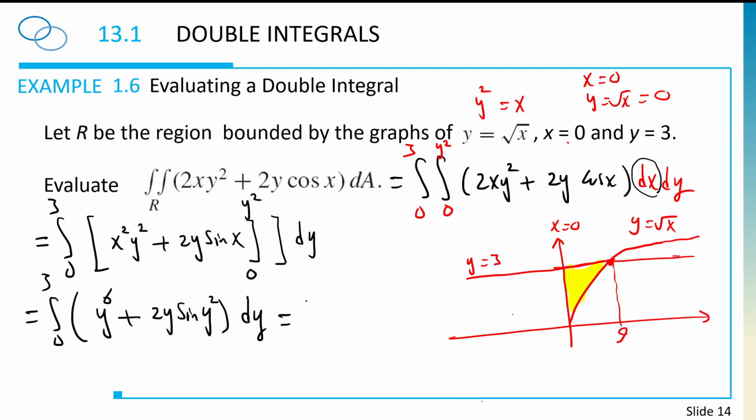Now let's do the integration. So this is now y to the power of 7 over 7, minus the integration here with respect to y. Notice this is by substitution. What's the u substitution? y squared is u, and its derivative is already outside. So this is basically supposed to be negative cosine of y squared. And then you replace from 0 to 3 for y. If you do the replacements, you'll get the value approximately 314.3.